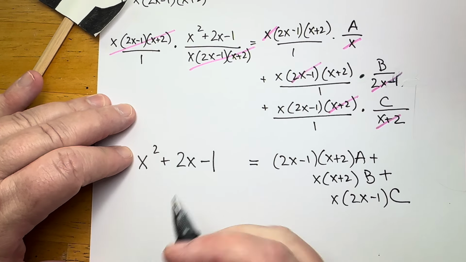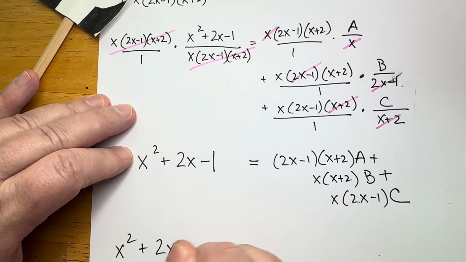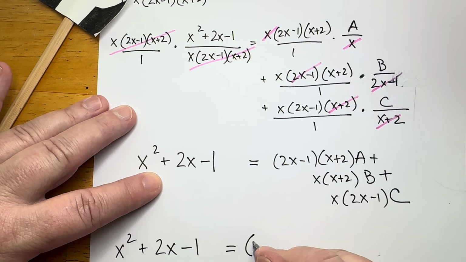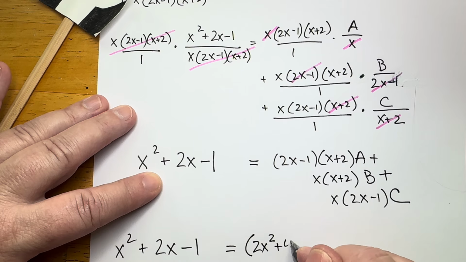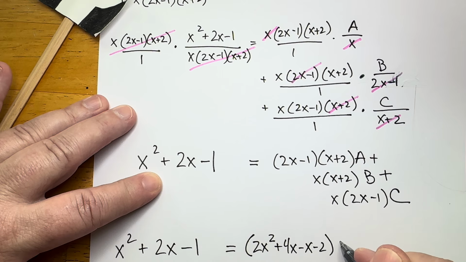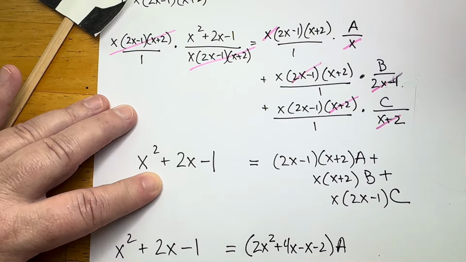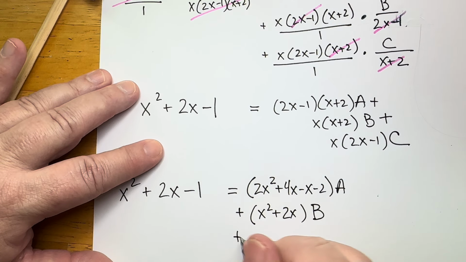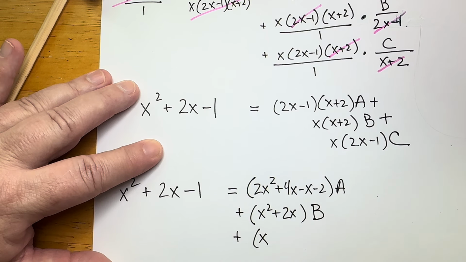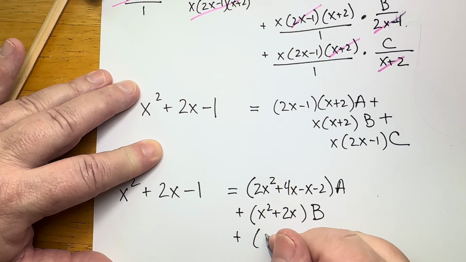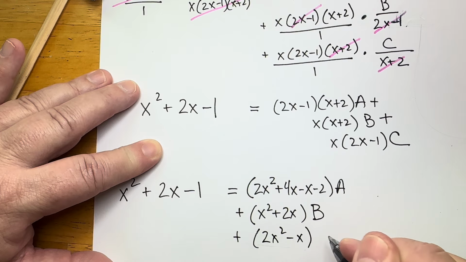Okay, so now I've got a little bit of work to do. x squared plus 2x minus 1 equals. So then I have to multiply this out. This is going to be 2x squared plus 4x minus x minus 2 times a, plus x squared plus 2x times b, plus x, sorry, do you see the mistake? Yup. 2x squared minus x times c.